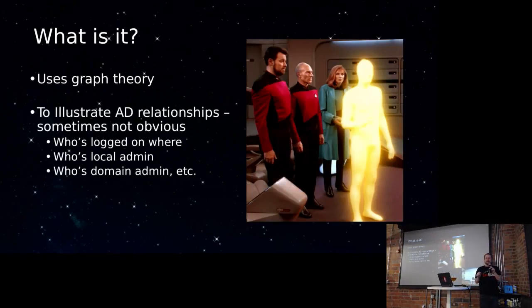So what is Bloodhound exactly? It uses graph theory to try and illustrate Active Directory relationships within Windows, and some of them are not obvious. Their big presentation is 6 degrees of domain admin, kind of like the 6 degrees of Kevin Bacon, if that helps illustrate it for you. Specifically, it's going to show you who's logged on where, who's the local admin, who's domain admin. It just helps visually enumerate all those things for you.